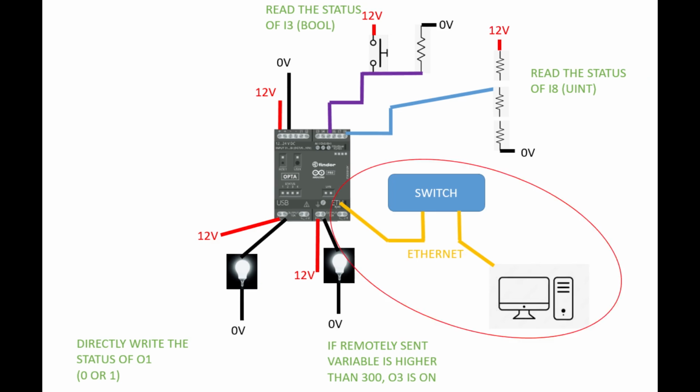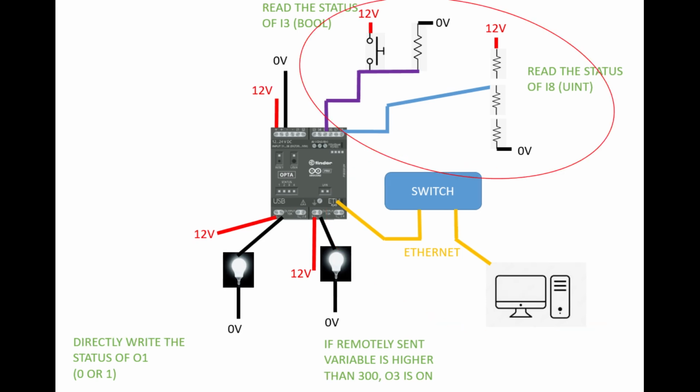So first of all, we will communicate the Opta and the computer through a switch with an Ethernet cable. And then we will perform a couple of reads and a couple of writes. So first of all, we will read the value of a button, which will be 0 or 1, and then we will transmit it to the computer through this connection.